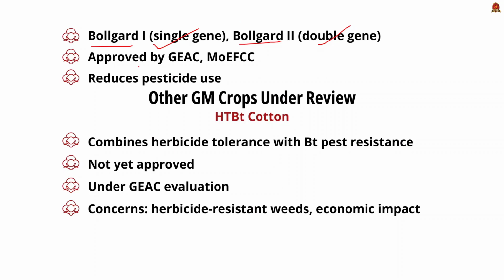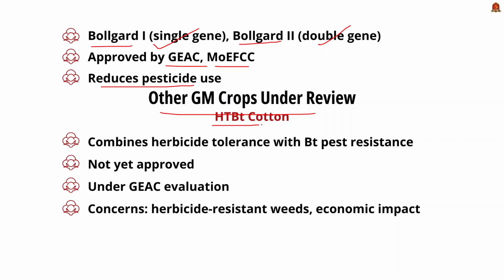Basically, BT cotton or any other genetically engineered crops are approved by GEAC, that is Genetic Engineering Appraisal Committee. It functions under the Ministry of Environment, Forest and Climate Change. See, BT cotton is pest resistant, so it reduces the need for use of pesticides. So this is an important significance of BT cotton. Now let us see other genetically engineered crops which are currently under review.